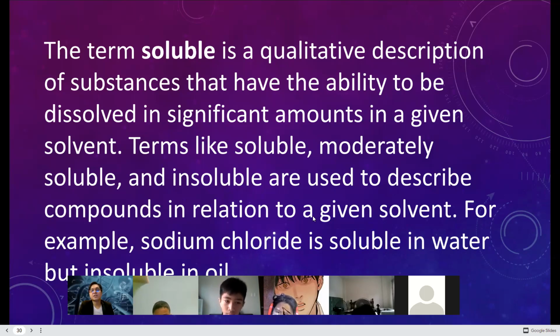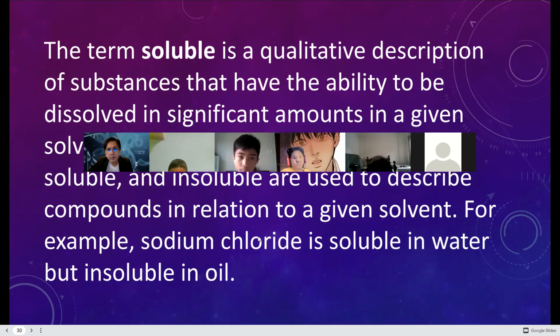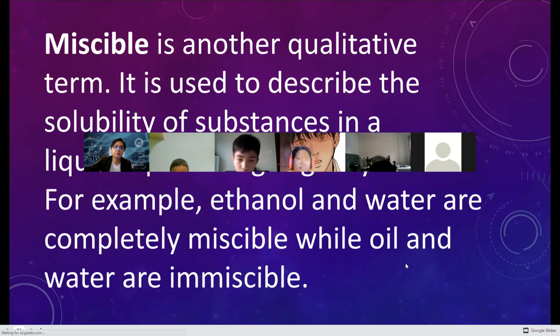Or salt. Salt can be dissolved in water. Salt is soluble in water, but it is insoluble in oil, meaning you cannot dissolve salt in oil. For example, sodium chloride is soluble in water, but again, insoluble in oil. So those are just a few.